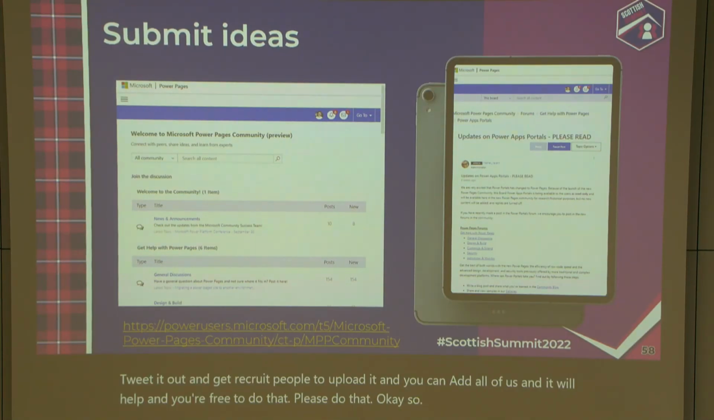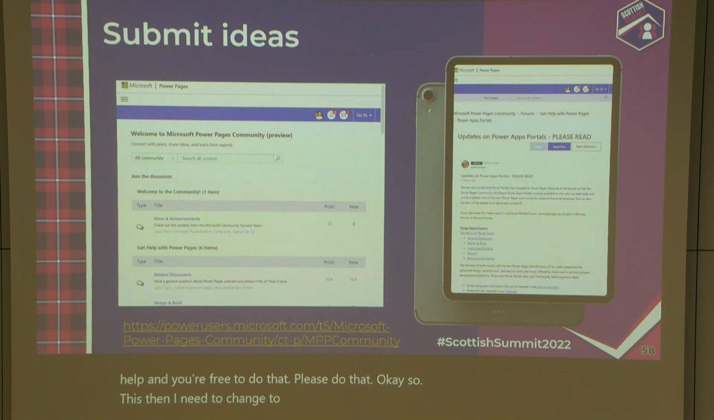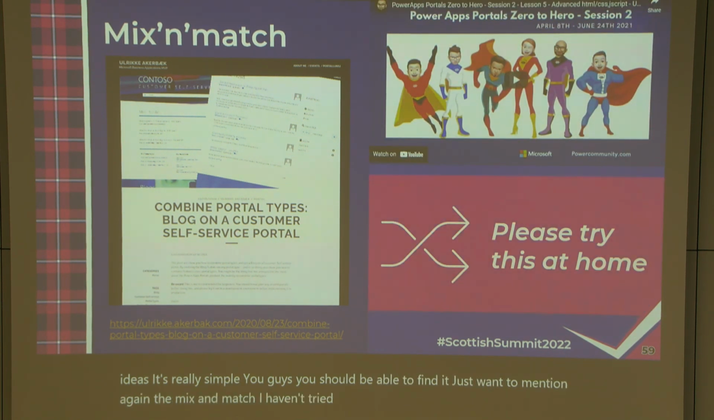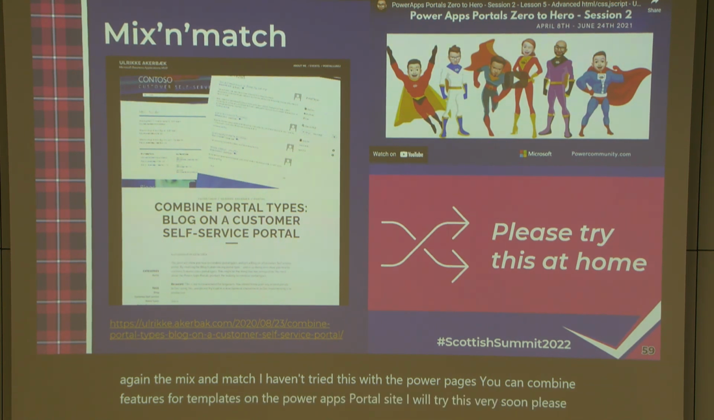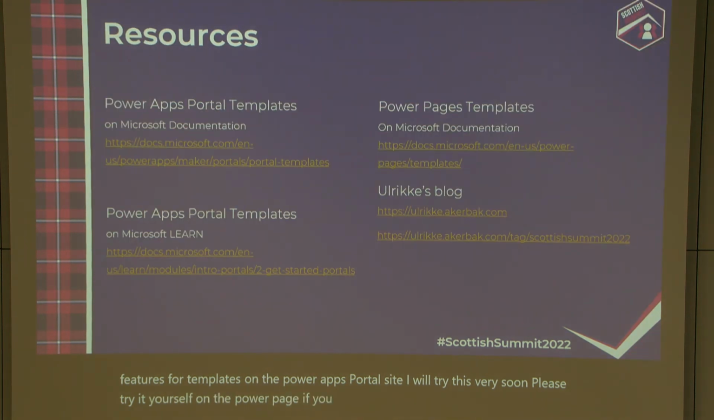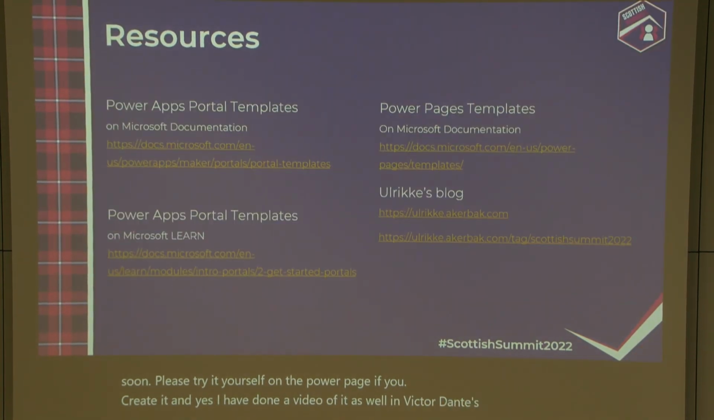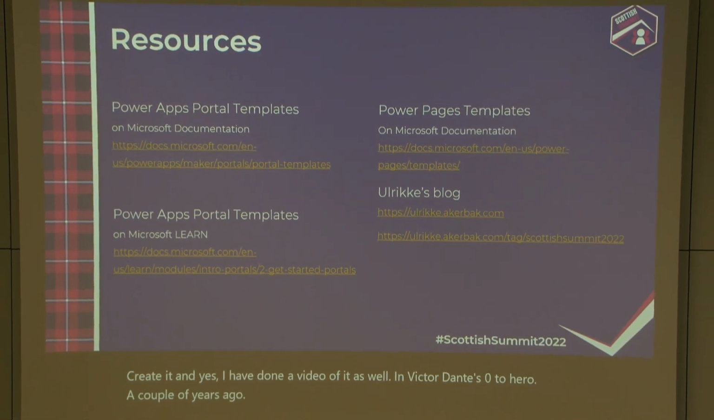Okay, so then I need to change this to all the steps that Nick just showed us, how to submit ideas. It's really simple, you guys. You should be able to find it. Just want to mention again, the mix and match. I haven't tried this with Power Pages. You can combine features for templates on the Power Apps portal site. I will try this very soon. Please try it yourself on Power Pages if you create it. And yes, I have done a video of it as well in Victor Dante's 0 to Hero a couple of years ago. These are some resources.